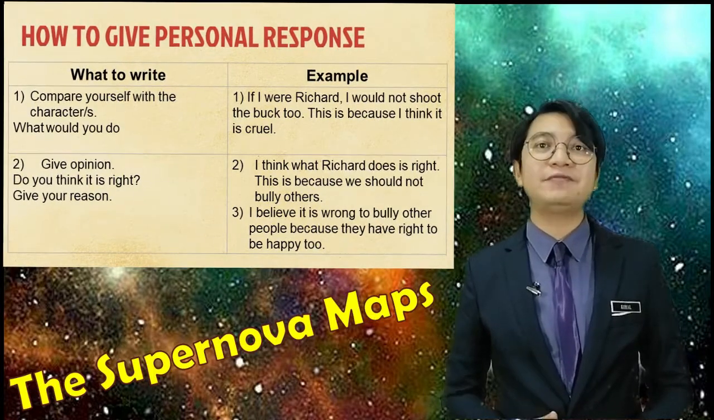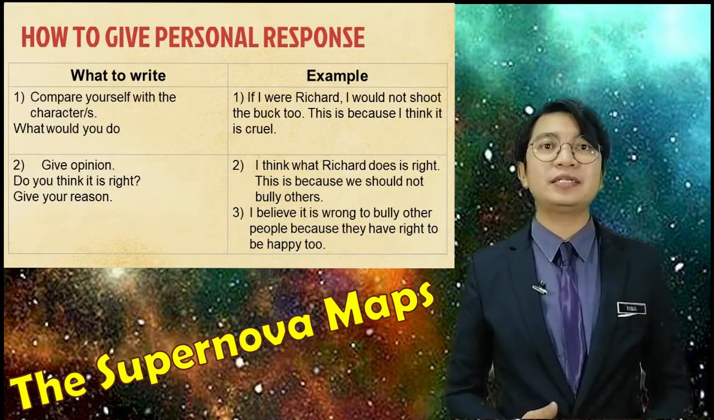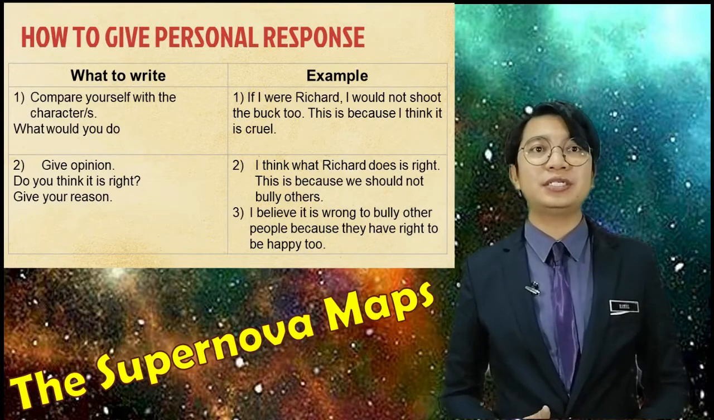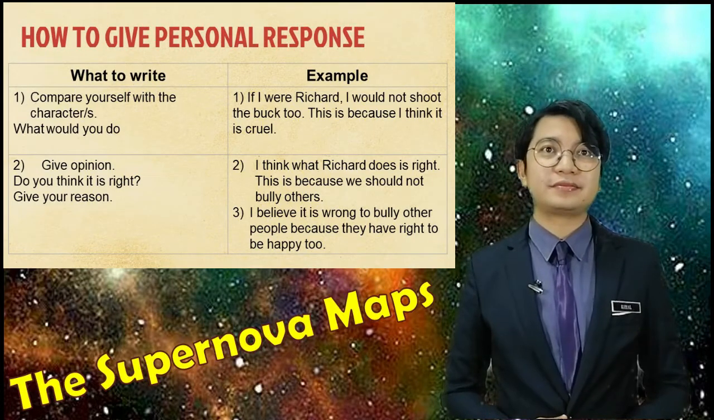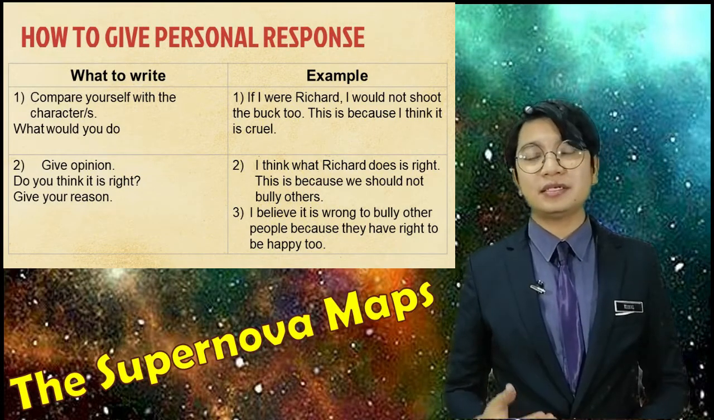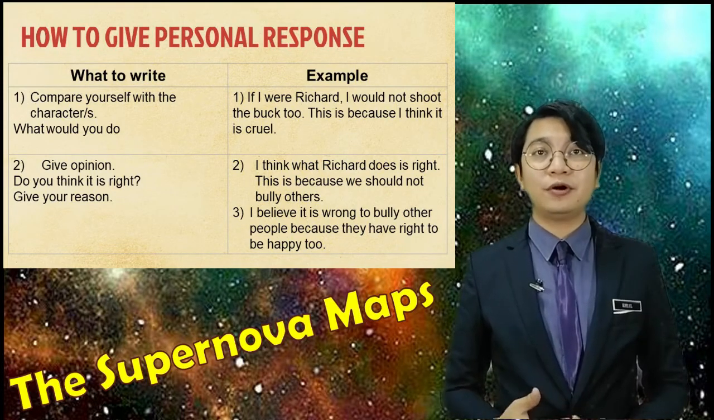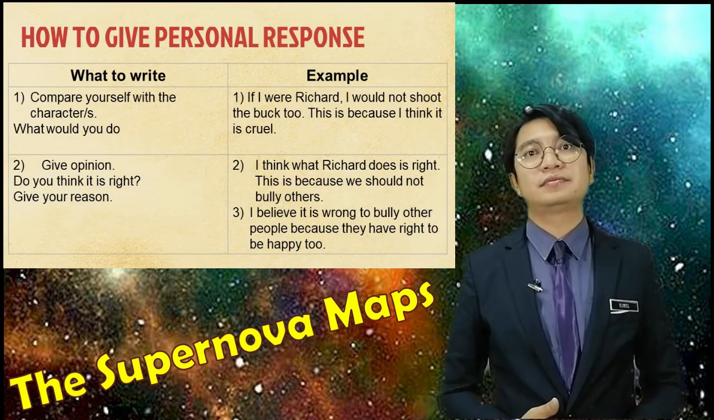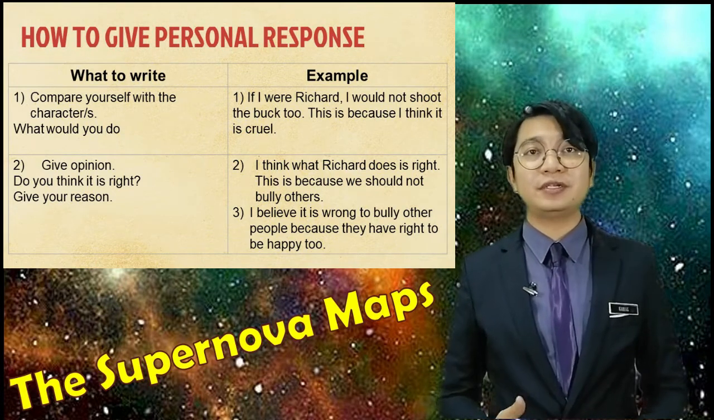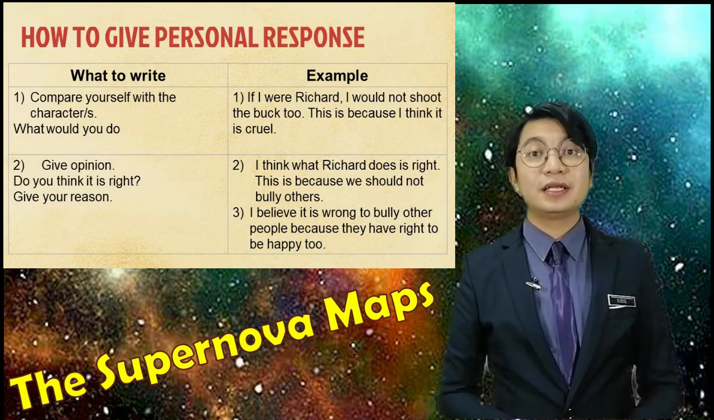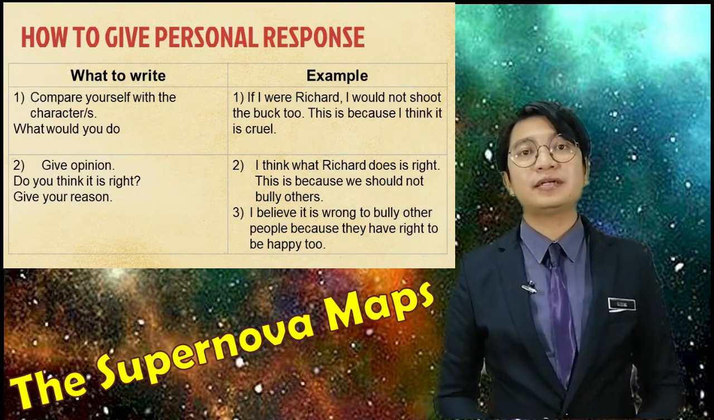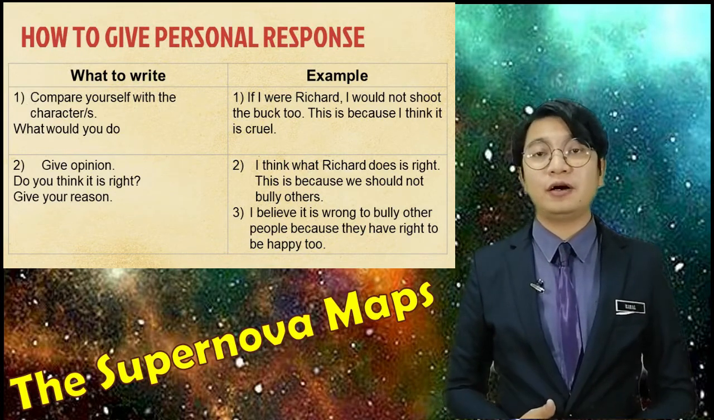Another way is by giving our opinion, by telling whether the action or situation is right or wrong. You can start the sentence by using either "in my opinion" or "I believe". Refer to the table for the example. If possible, we should tell the reason why for our opinion.